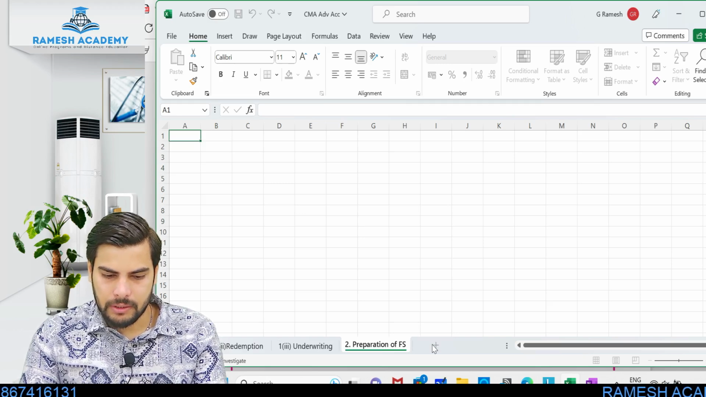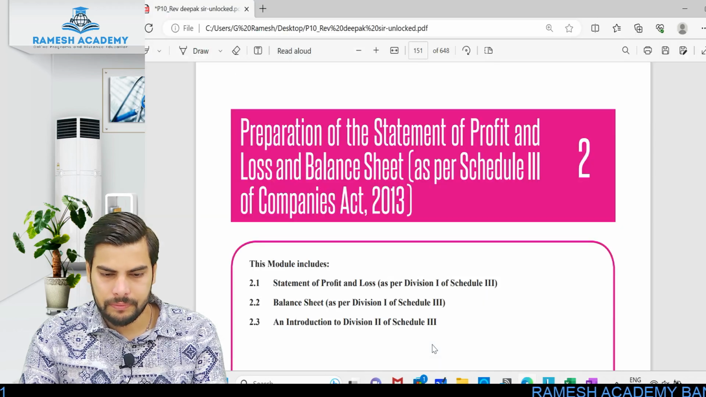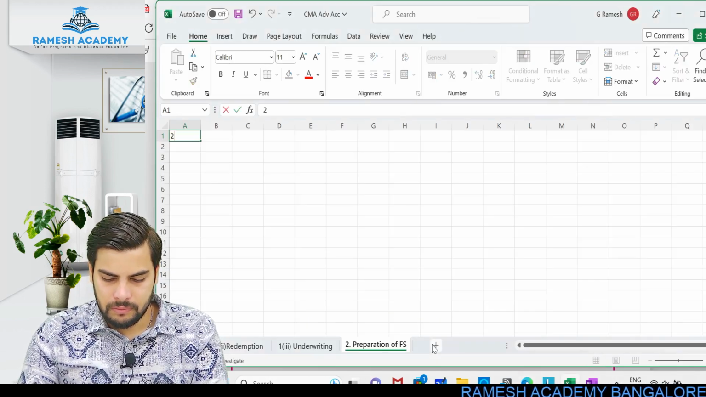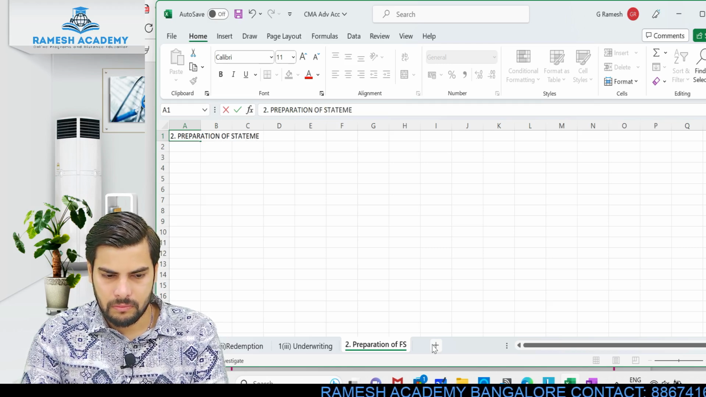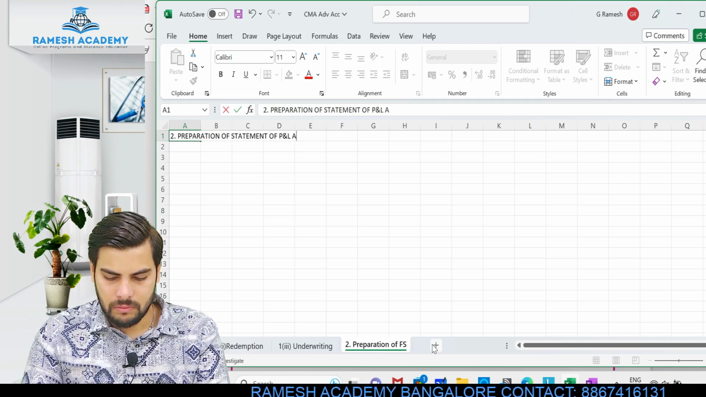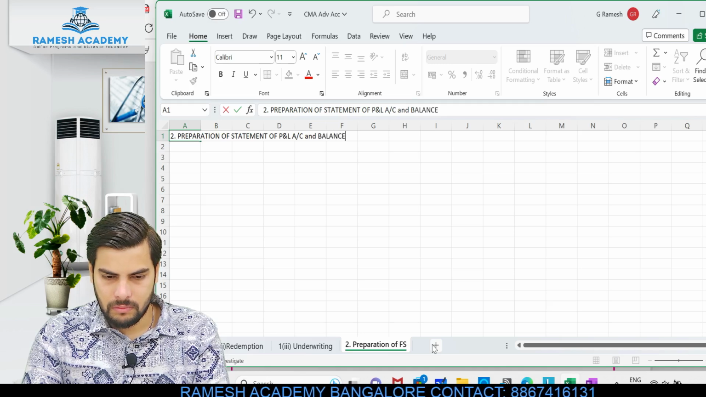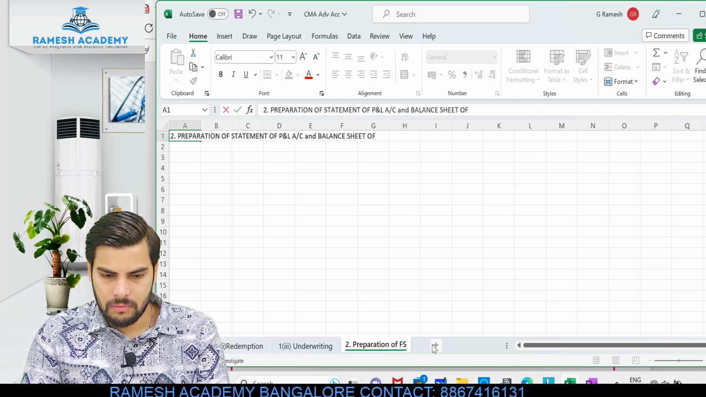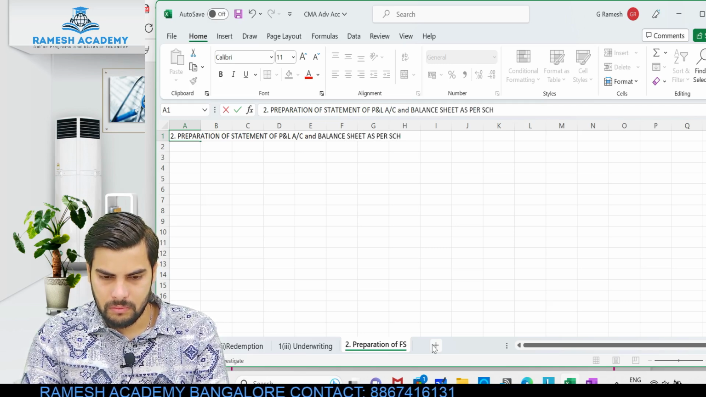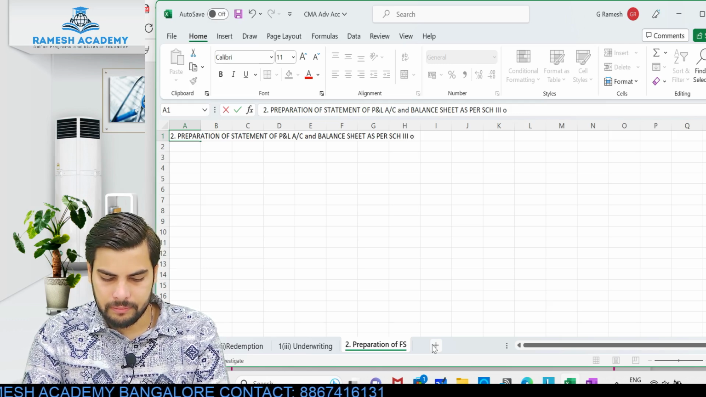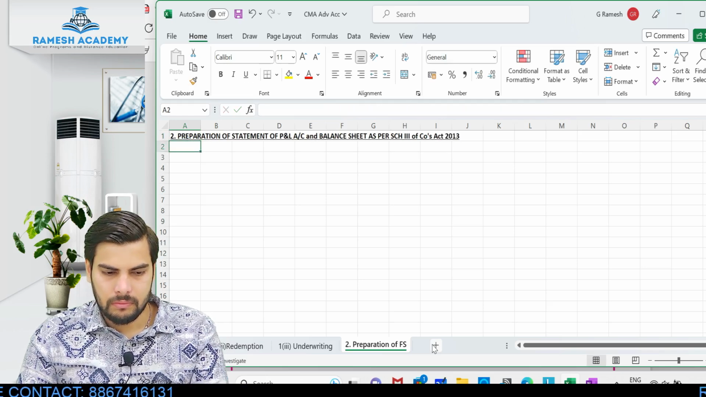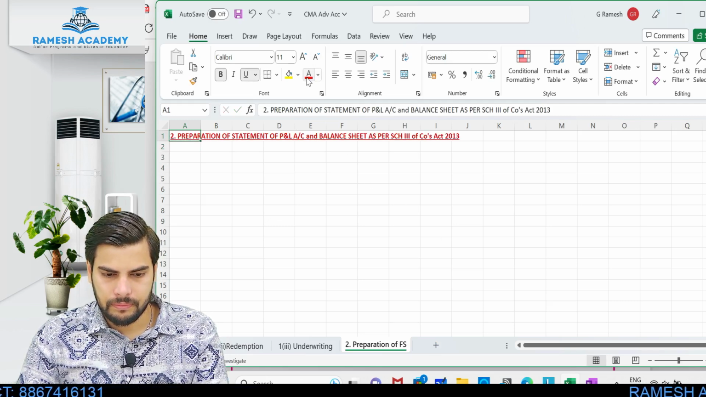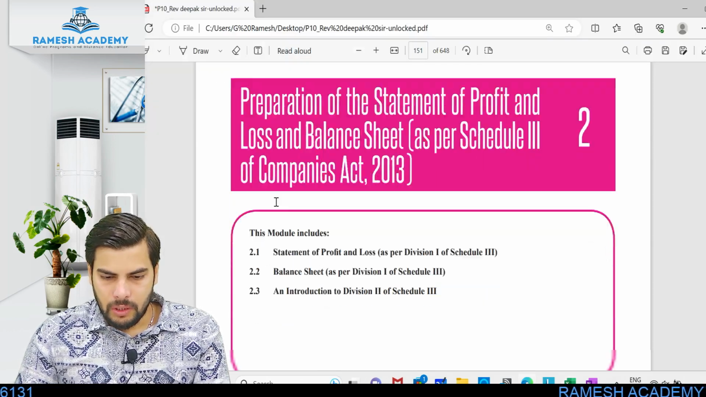preparation of financial statements of companies. This is mainly with respect to companies, as per Schedule 3 of the Companies Act. Okay, so let's start with this particular unit.